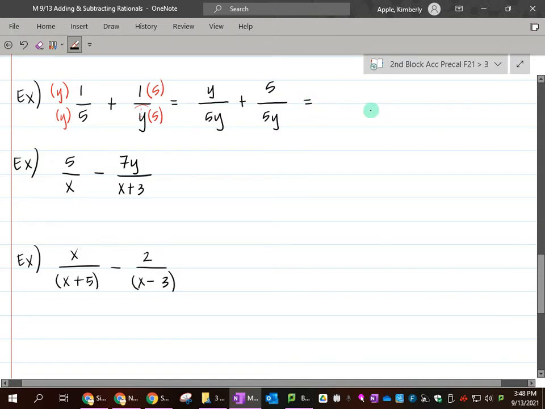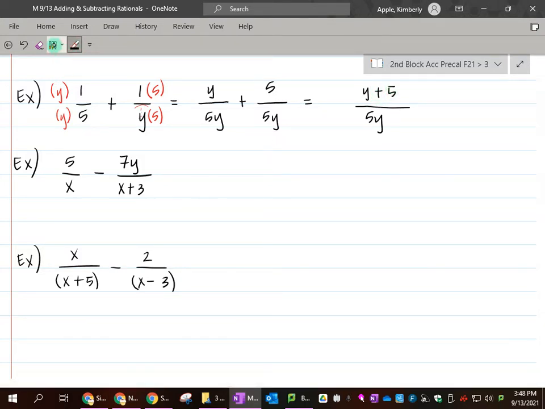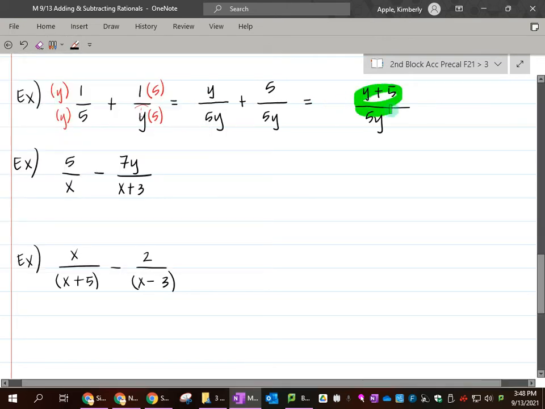So now that we have our common denominator, we're going to just do what we were doing before. We're just going to combine the numerators and divide by the common denominator. And there's nothing that simplifies or factors or anything like that here, so we're done.